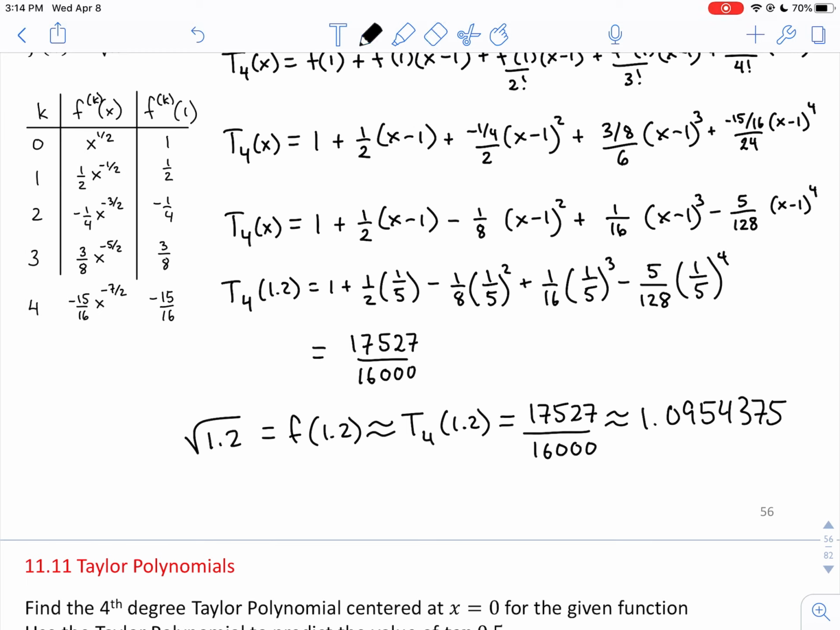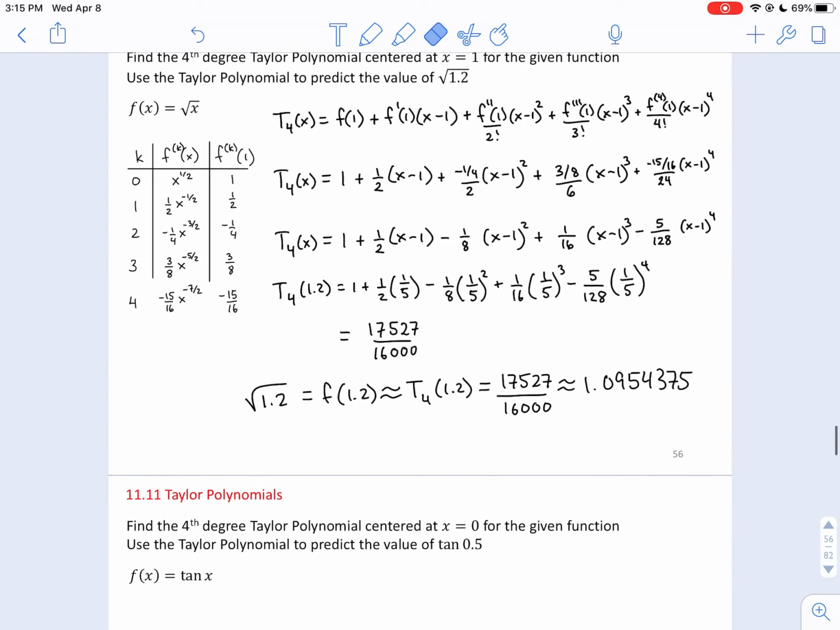Okay, now why this was useful back in the day: without calculators, we did not have a way to say how big the square root of 1.2 was. But this Taylor polynomial allows me to create a polynomial and plug 1.2 into that instead, and then I figured out this fraction by hand, and then I could have divided it and got a decimal, all of this by hand without using a calculator.